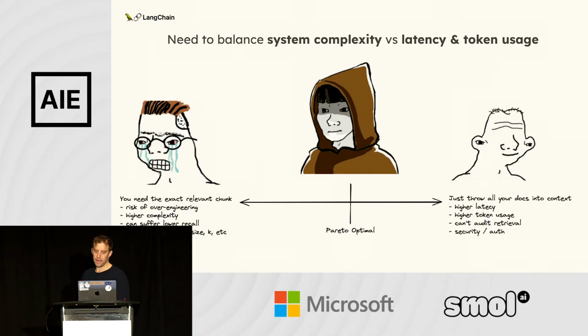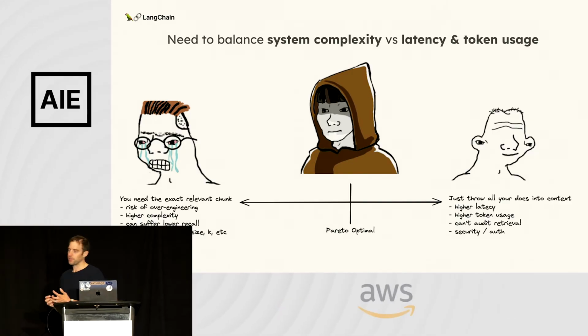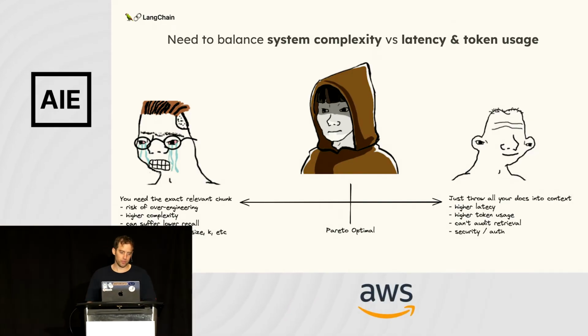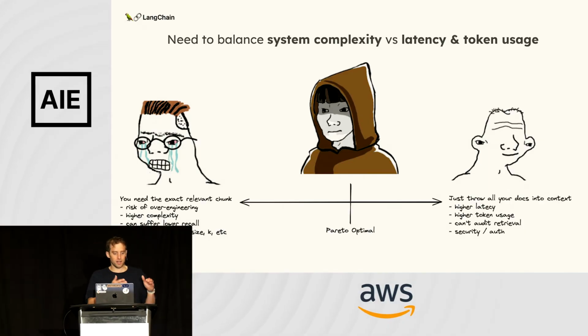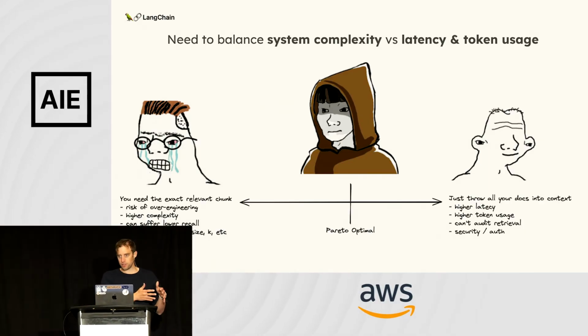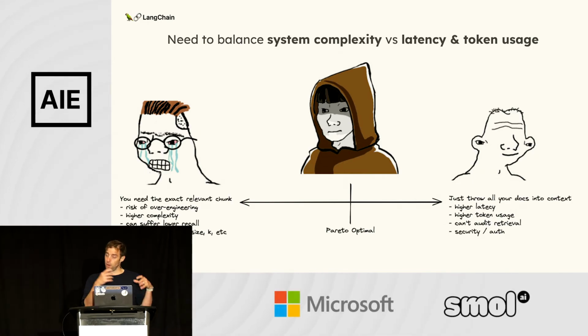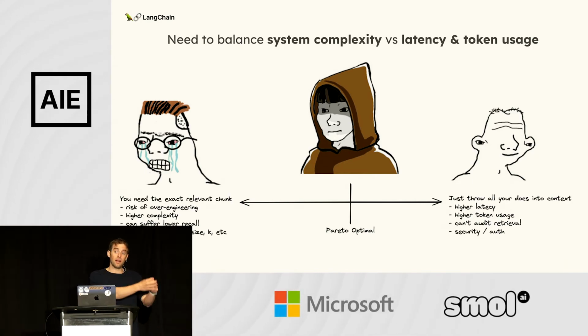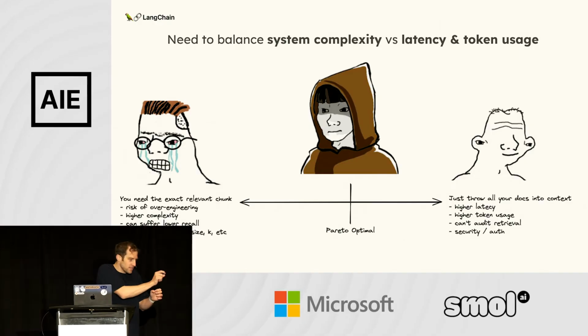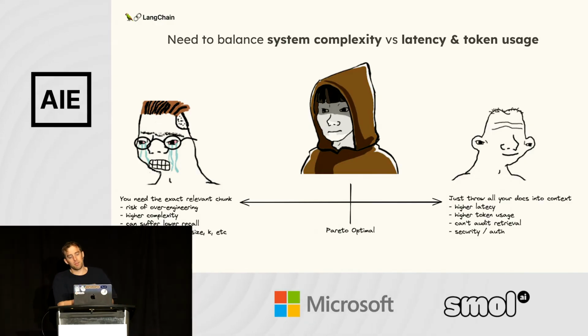I had a whole slide on this, balancing system complexity and latency. On the left is maybe the historical view: you need the exact relevant chunk. You can get really complex chunking schemes, a lot of over-engineering, lower recall. If you're passing 100 token chunks to your LLM for the final answer, you might miss the exact part of the document that's necessary. Very sensitive chunk size, K, all these weird parameters, right?